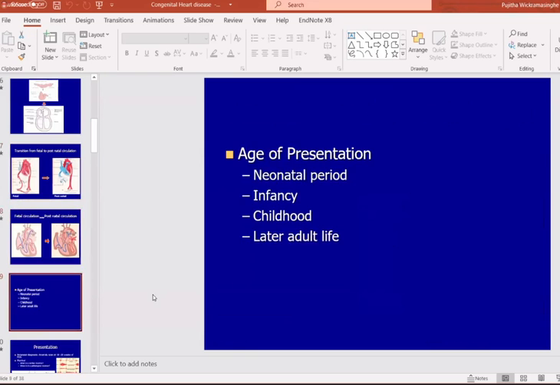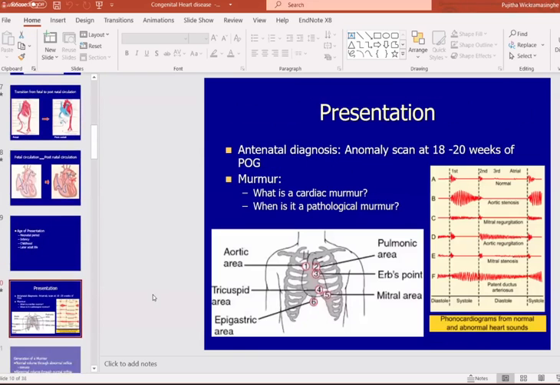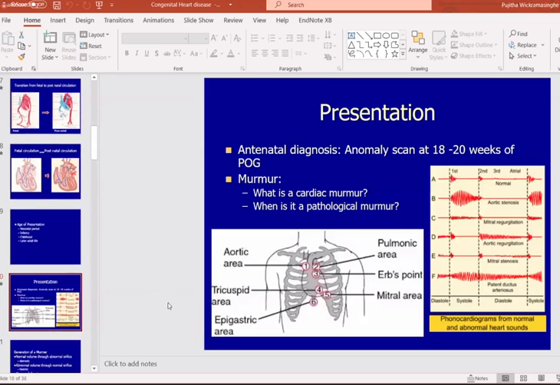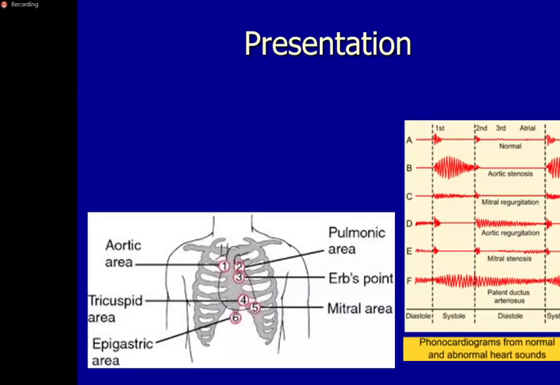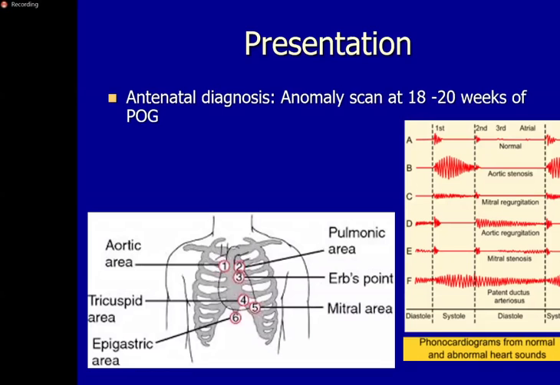Sir, you were explaining the anomaly scan and the physiological murmurs. This one, yes, sir. Right. So, did you hear? I mean, right. So, the anomaly scans you heard.